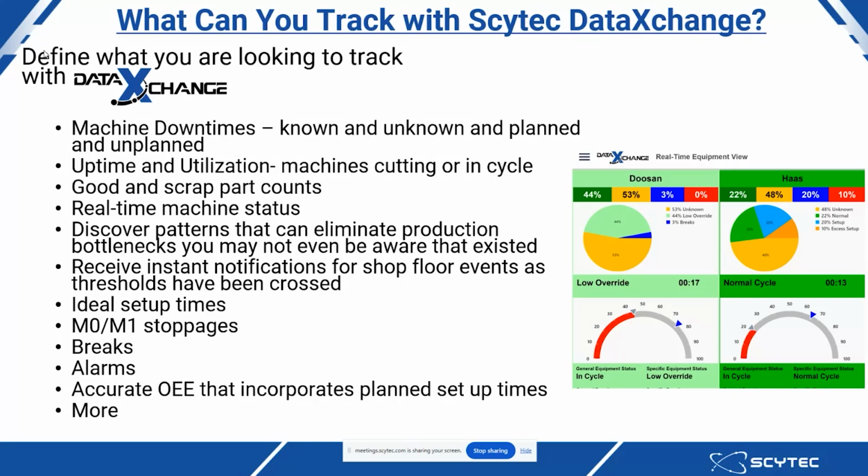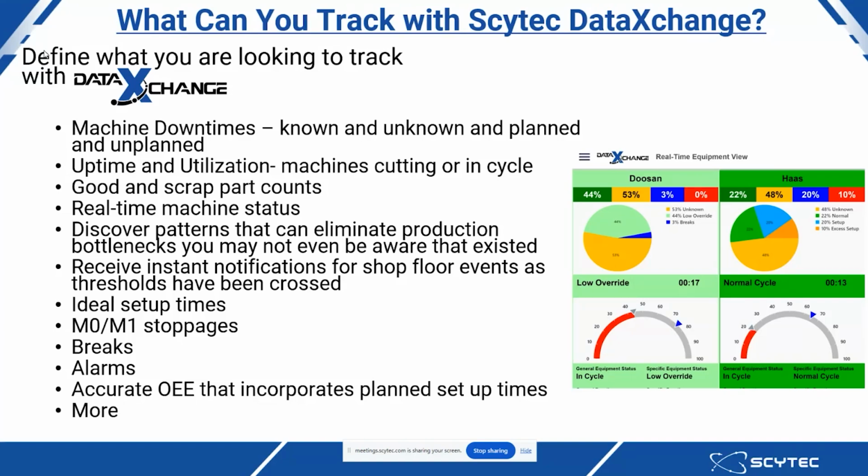So what you're looking at over there on the right-hand side with that image is a screenshot of our real-time equipment view showing things that are necessary for improving your shop floor performance. And you can do this by tracking a whole bunch of different data points, such as machine downtimes, which we split into known and unknown, and planned and unplanned downtime, uptime and utilization, whether or not your machine is cutting or in cycle. You can also track good and scrap part counts, see real-time machine statuses like what you're looking at over there on the right-hand side.